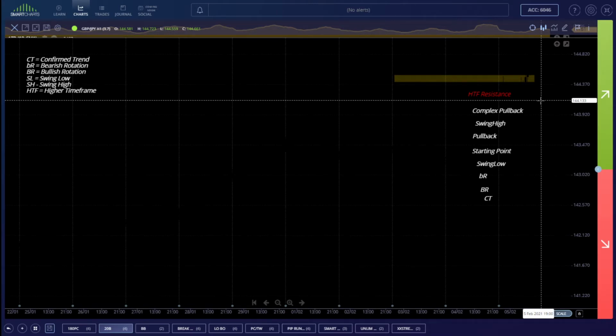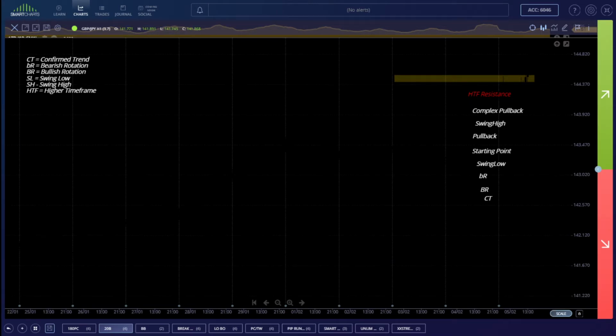Okay, so let me just bring this up. I'm going to start with the first one. This is just the impulse leg, your phase one. Then you have phase two. This would be your pullback, or your retracement, your correction movement. If it just moves back in one go, it's just a pullback.